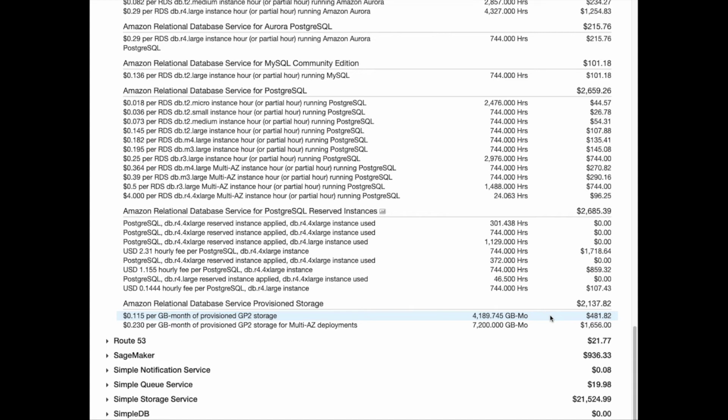This is broken out into 2 different sections. There's the provisioned GP storage, or GP2 storage, for single AZ deployments and multi-AZ deployments. And the cost reflects that. If you've got a multi-AZ deployment, it means you've got a database instance running in 2 different availability zones. And that's why you see the price here double what it is for a single availability zone.